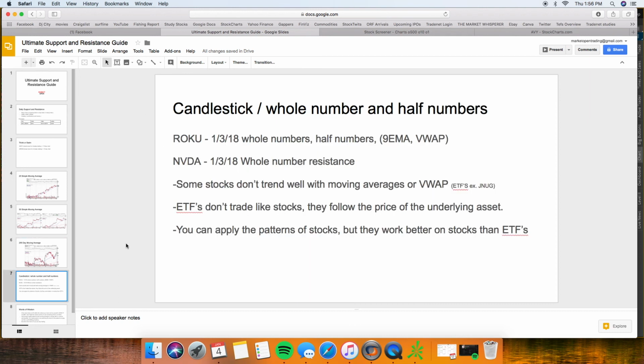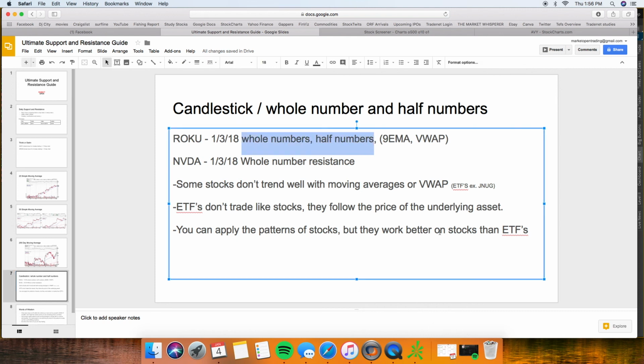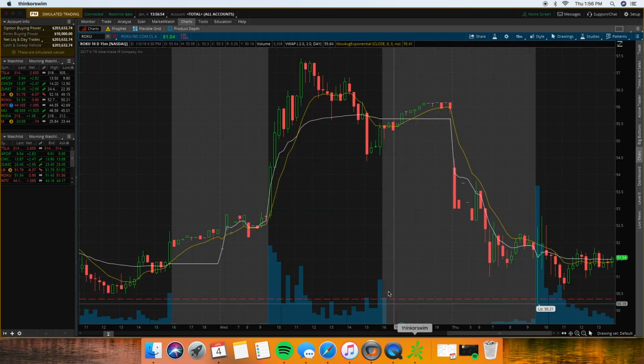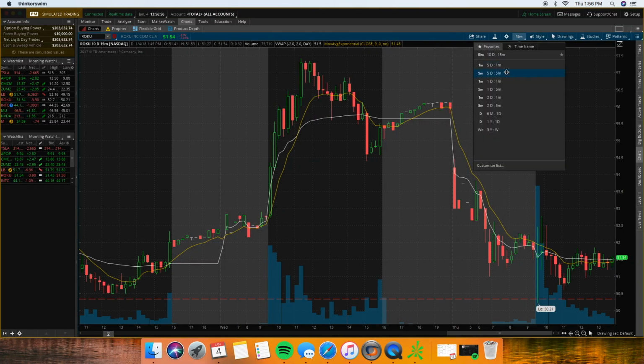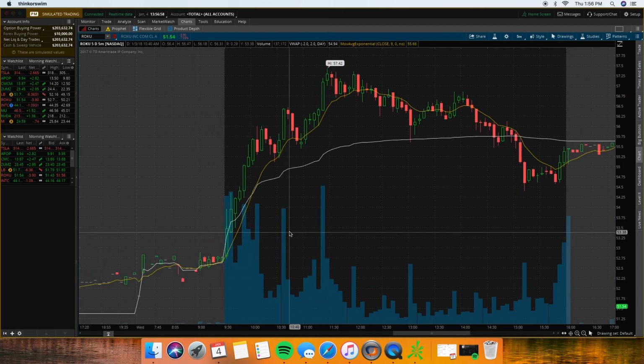Okay, the next thing I'm going to cover is within the intraday chart. I already showed you guys the whole numbers and half numbers. Next thing I'm going to cover is VWAP and the 9 EMA. So let's cover it on this day. Roku took off with no pullbacks. Right here, the 56 mark, you saw that it didn't want to go through. It pulled back. It gathered up some strength.